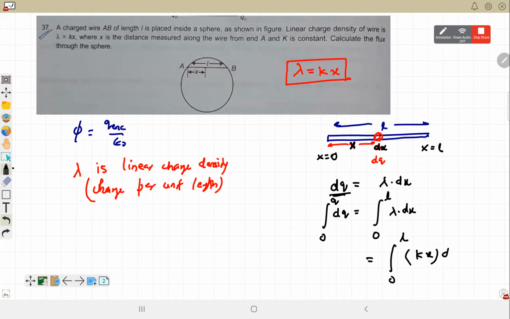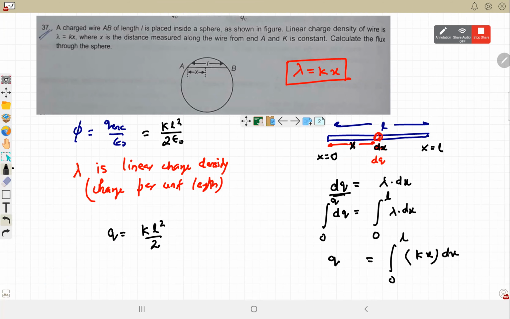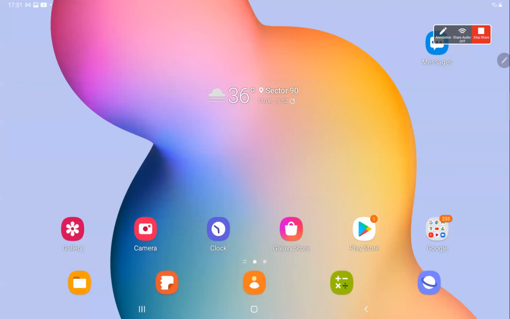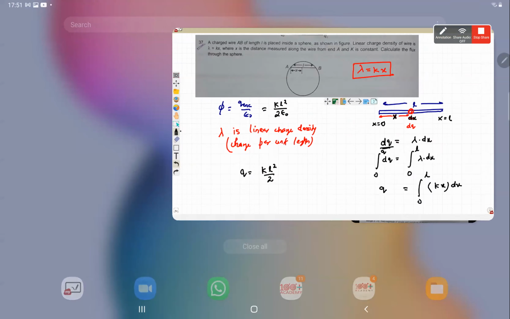Lambda is kx times dx. Here it will be q. Q comes out k times L square by 2. Is it not matching? K L square by 2 epsilon naught should be the answer. That's what I got to do.